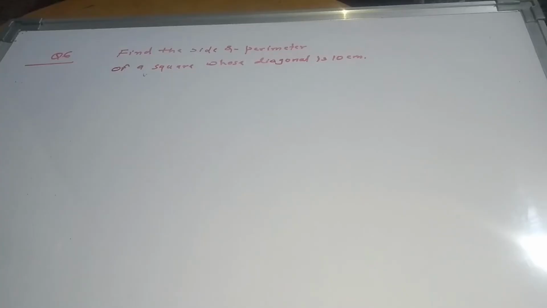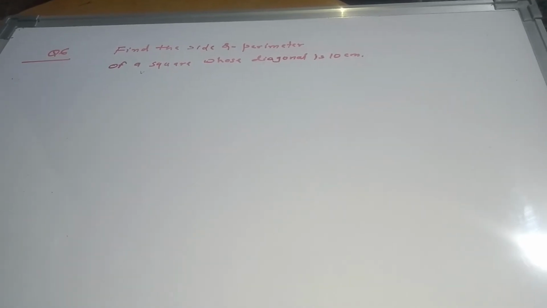Find the side and perimeter of a square whose diagonal is 10 centimeter. कोणती फिगर दिली आहे आपल्याला? स्क्वेअर दिलेली आहे. स्क्वेअरमध्ये काय राहील? All the sides are congruent and each angle is 90 degree.